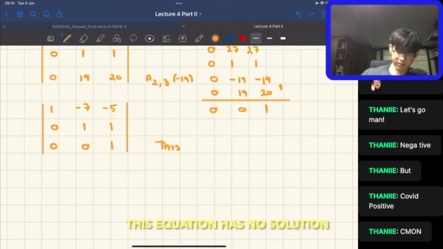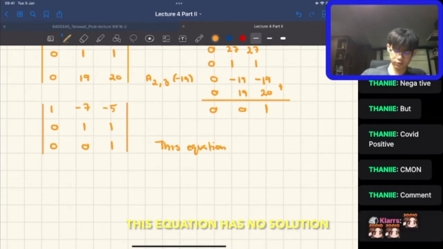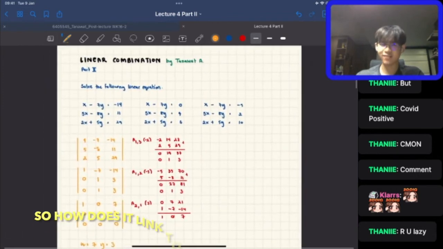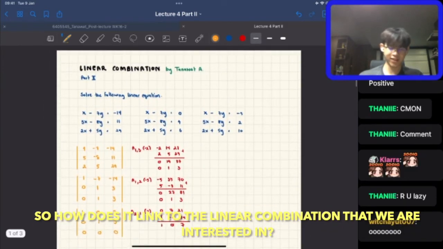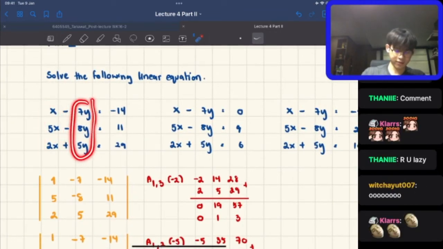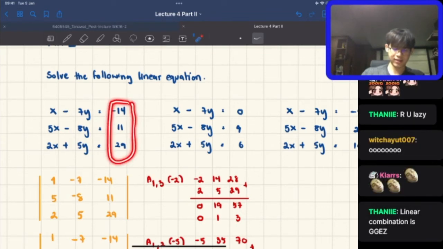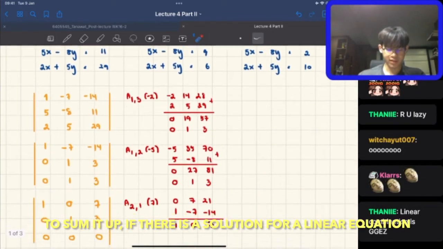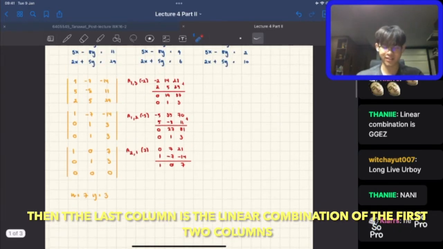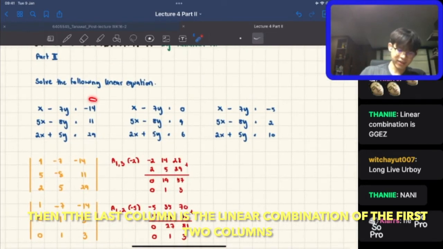This equation has no solution. So from all these equations, think about the combination: this vector, another vector, and this one, that's the last vector. Remember, if there is a solution for that equation, it means that the last vector here, negative 14, 11, and 9, is the combination of these two.